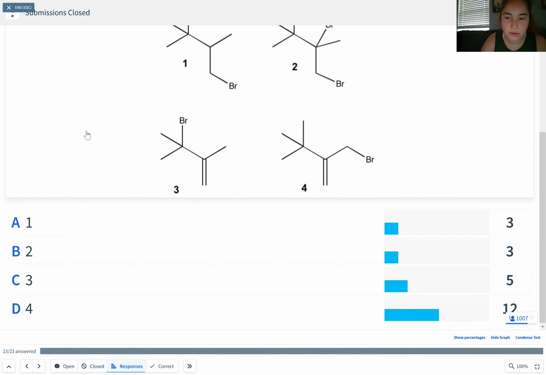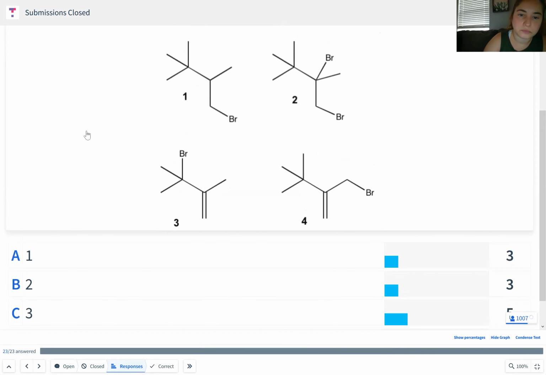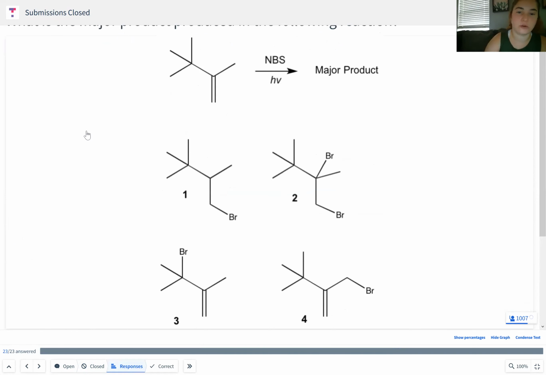Okay, so we have a mix of ideas, but it looks like a lot of us got to the correct answer. Remember that in this situation, we have a double bond, so we need to look for an allylic position if we have one. So where would be the allylic position on this molecule? There's technically two allylic positions. All right, I'll label some carbons and you guys can give me a letter.